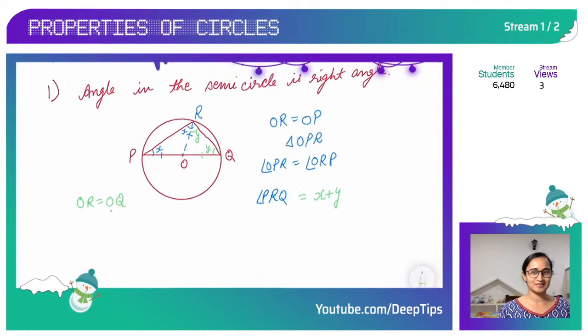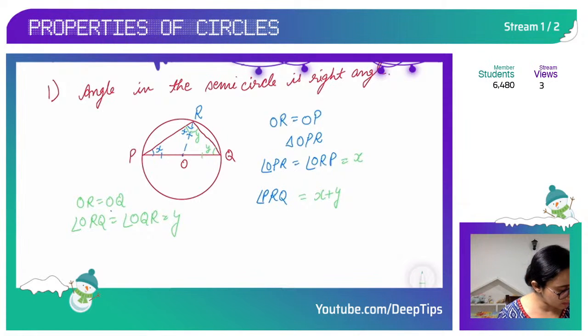I hope till here everyone is clear that my angle PRQ, the angle in the semicircle that I have to prove is a right angle, I assumed as x plus y. Then I used the isosceles triangle property. OR equals OP, so angle ORP equals angle OPR, both equal to x. And here OQ equals OR, so I can say angle ORQ equals angle OQR is y, right? But how do we reach here that this is 90 degrees? This is the question, right?